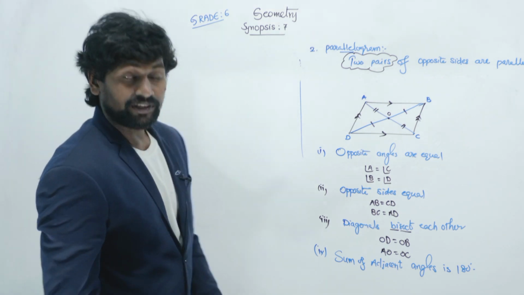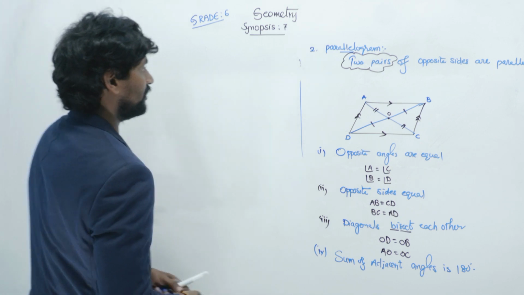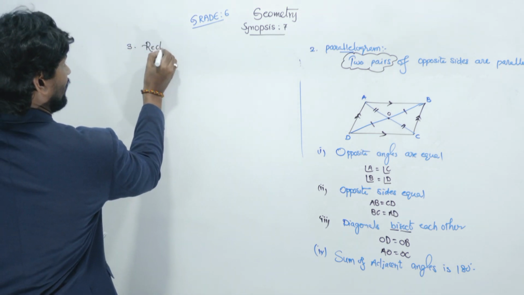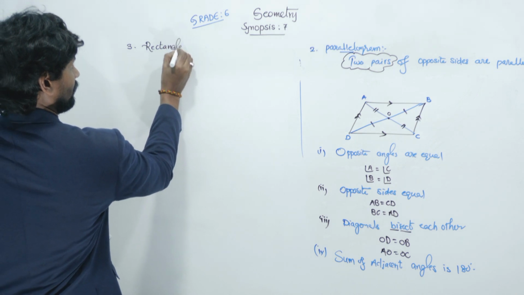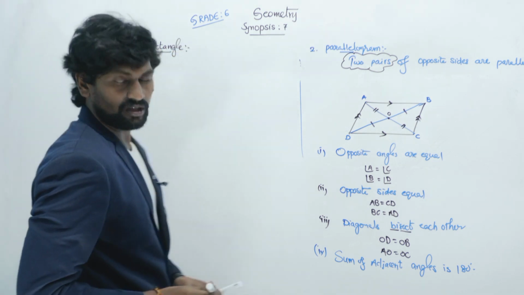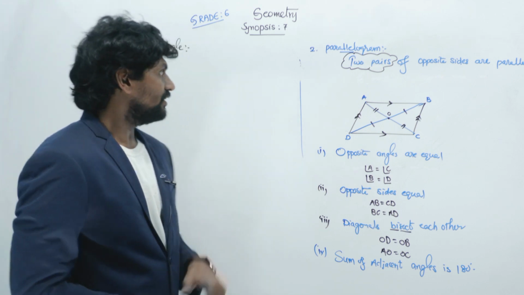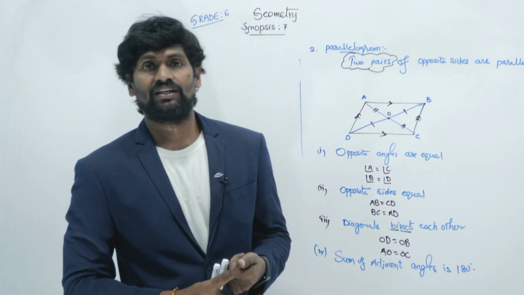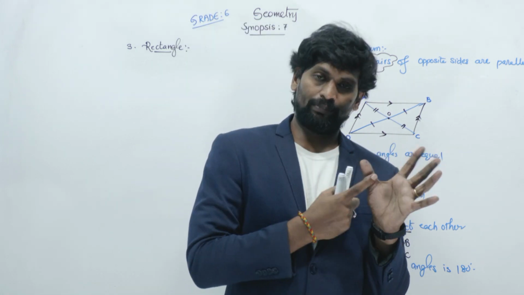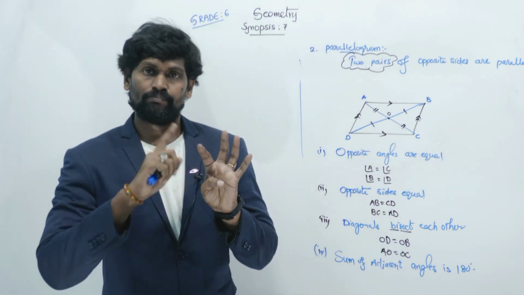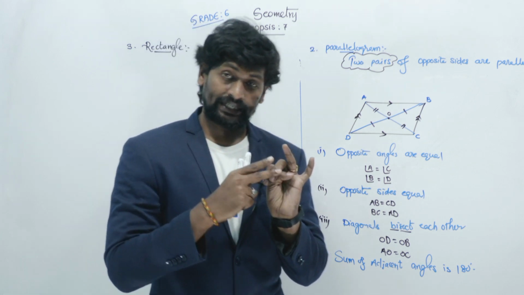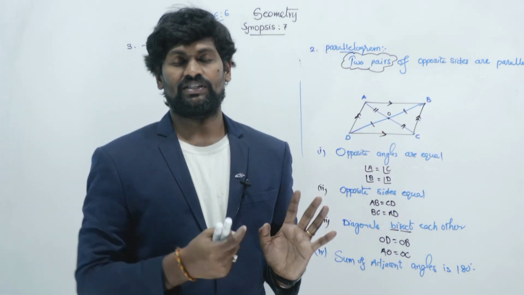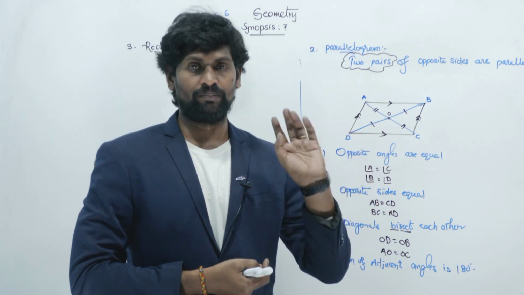Now, the third important quadrilateral is nothing but a rectangle. Okay? So, rectangle, rhombus, square. Except the trapezium, if you leave the trapezium here, parallelogram, rectangle, rhombus, square, these 4 belong to the parallelogram properties. The parallelogram family we have to remember like that.